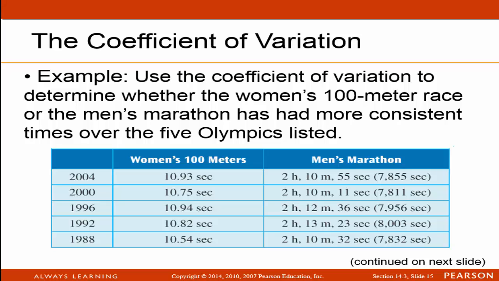Here's another example. We're going to use the coefficient of variation to determine whether the women's 100-meter race or the men's marathon has had more consistent times over the 5 Olympics that are listed. We have the women's 100 meters times, which go from 10.93 seconds to 10.54 seconds. And then we have the men's marathon, which goes from 7,855 seconds to, actually, 8,003 seconds. So it's a pretty big variation.